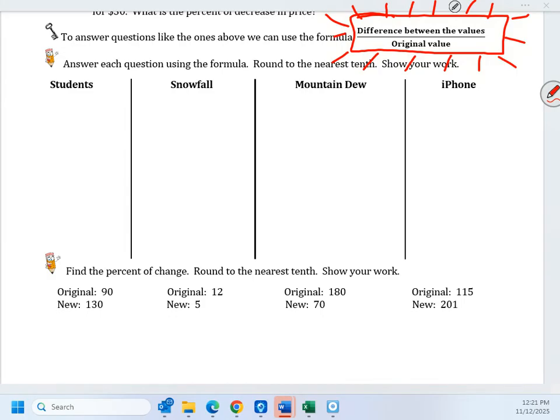So always take the big number, subtract the small number, and then we're going to divide it by the original value, that first value that we're given. So let's look at our 4 examples, and we're going to use this formula. We're going to need those calculators, so make sure you have your calculator out.